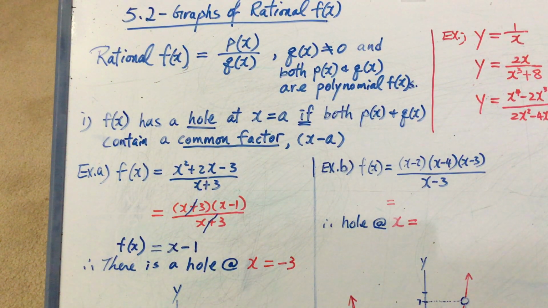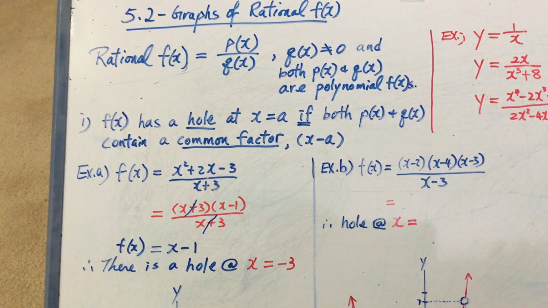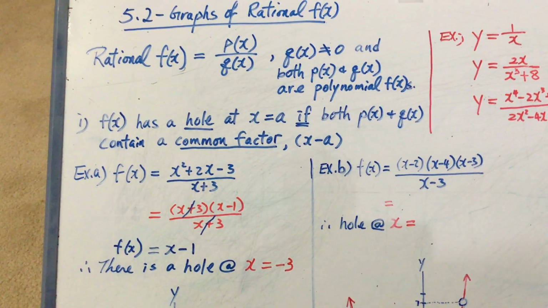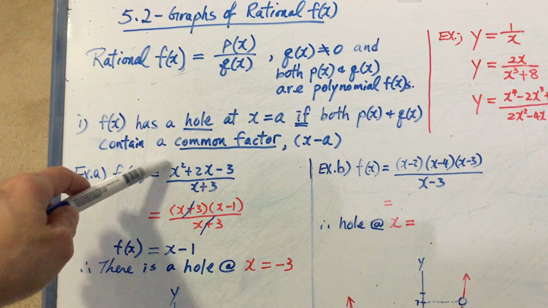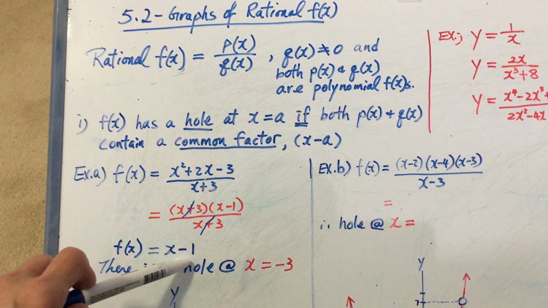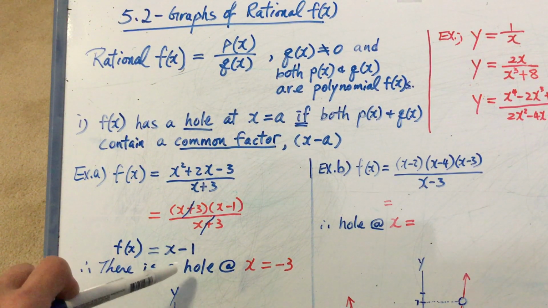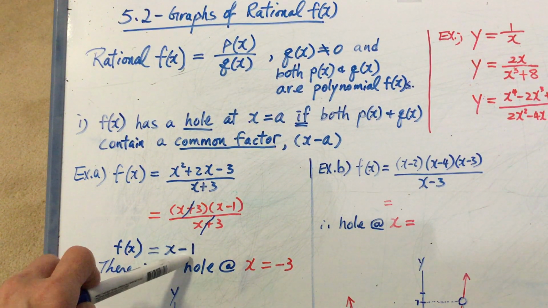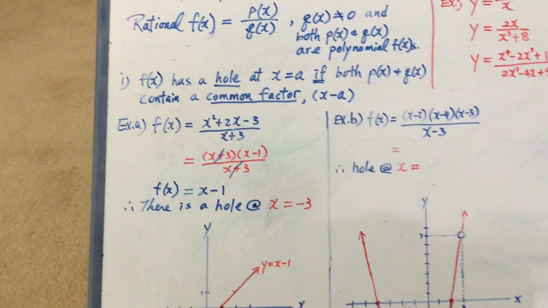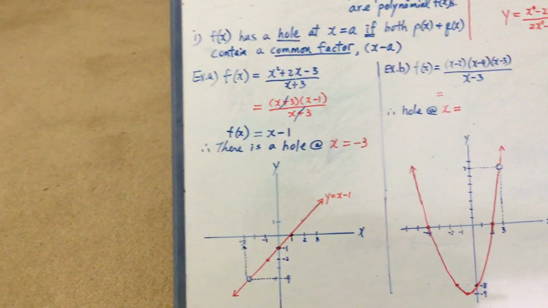Okay? So according to the rule, we know that there will be a hole when x is equal to negative 3. And how does that look on the graph? Well, because after we reduce everything, the function is only left with x minus 1. And we all know that x minus 1 is a line, it is linear. So I am going to graph this line, x minus 1, okay? So using a slope or a y-intercept, okay? If you look at over here.